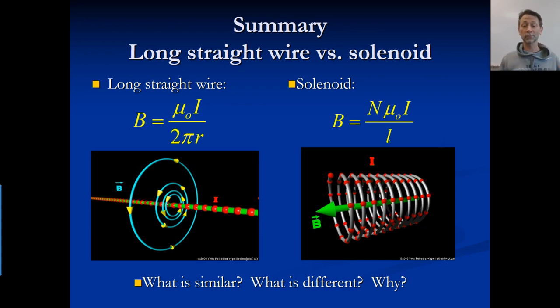So how do you know which one to use when you're in Buzz and you're doing the problems? Well, you just look at the problem. If it says that it's a long straight wire, you're going to use mu naught I over 2 pi r. And if it says that it's a bunch of coils or a bunch of wraps or a bunch of turns or a solenoid, then you know that it's going to be this N times mu naught I over L.